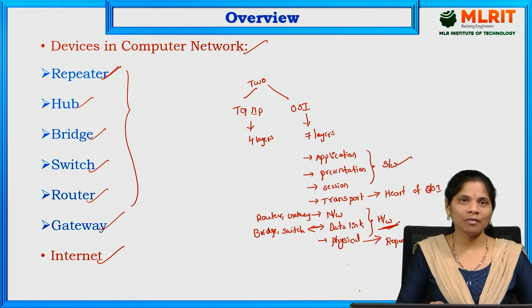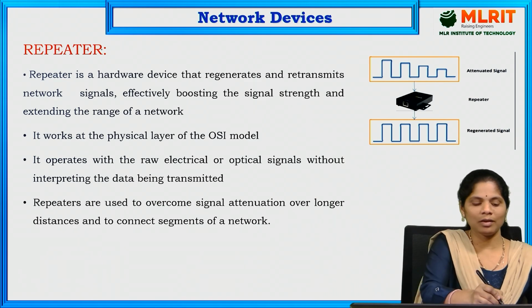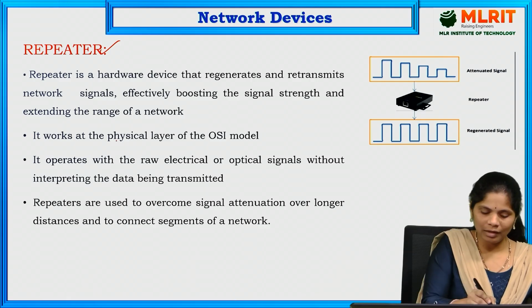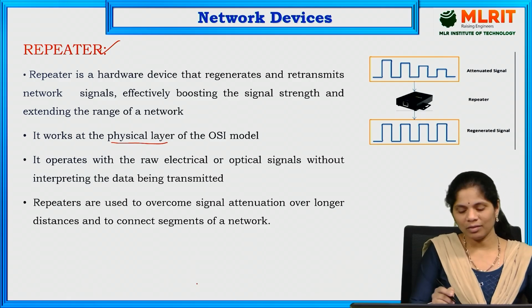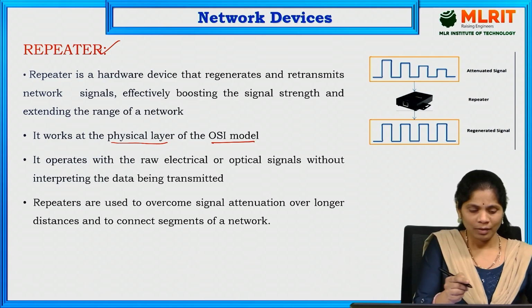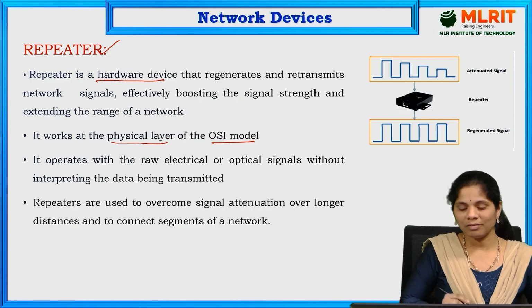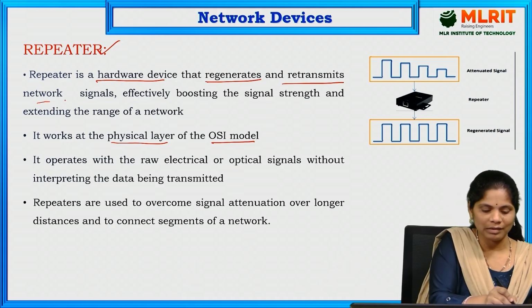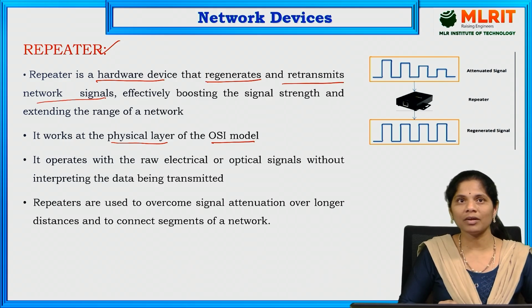First, let us see the first device, repeater. What is a repeater? I already told you which layer we use the repeater in: the physical layer. It works with the physical layer of the OSI model. It is a hardware device, and it regenerates and retransmits the network signals. What is the main work of the repeater?